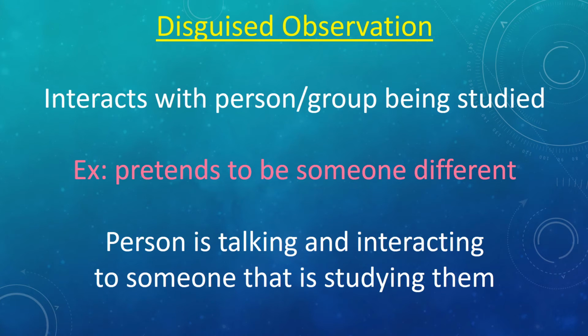Our third type of unobtrusive measure is a disguised observation. Similar to a simple observation, a researcher is watching the activity of the person or group in public. However, the researcher hides his or her true self and pretends to be part of the group being studied. The person or group does not know they are talking and interacting with someone that is actually studying them.